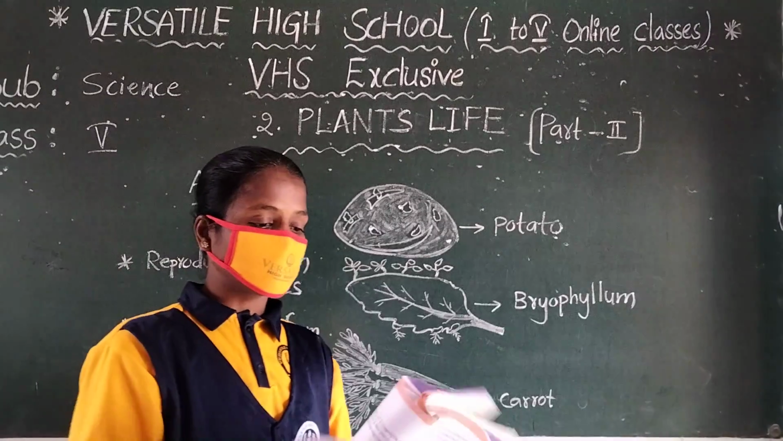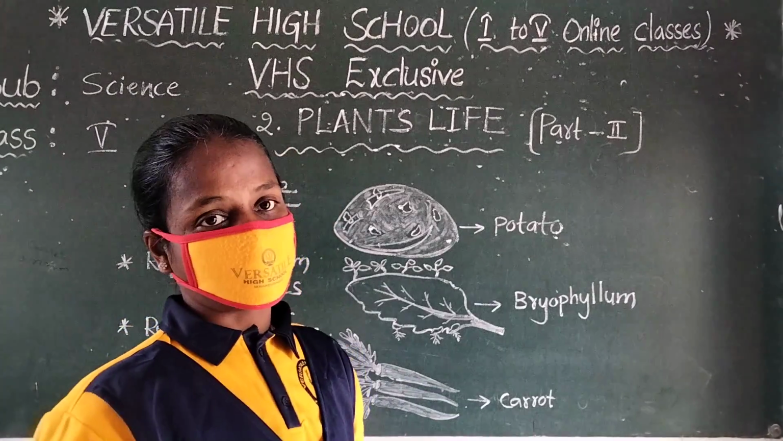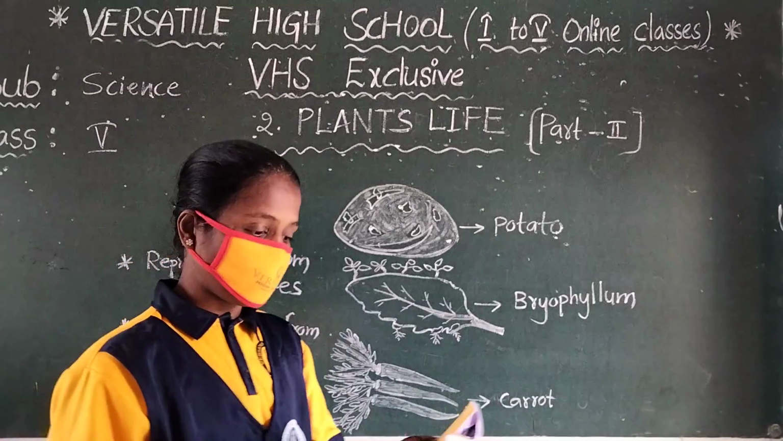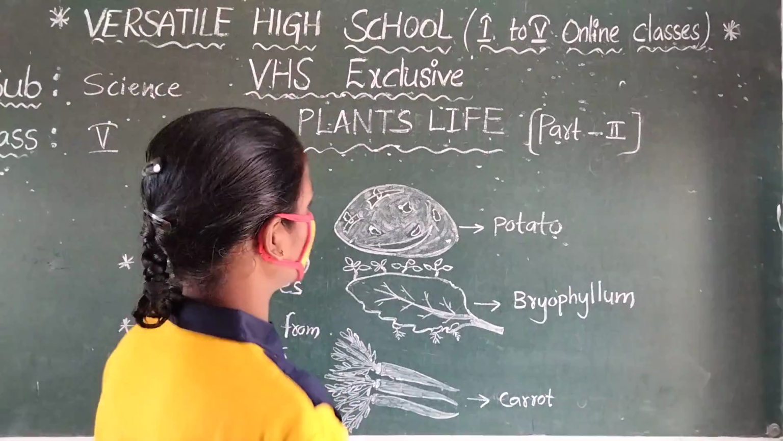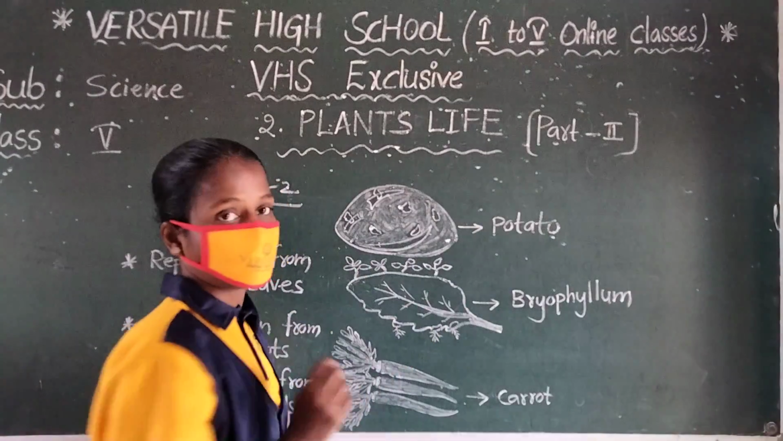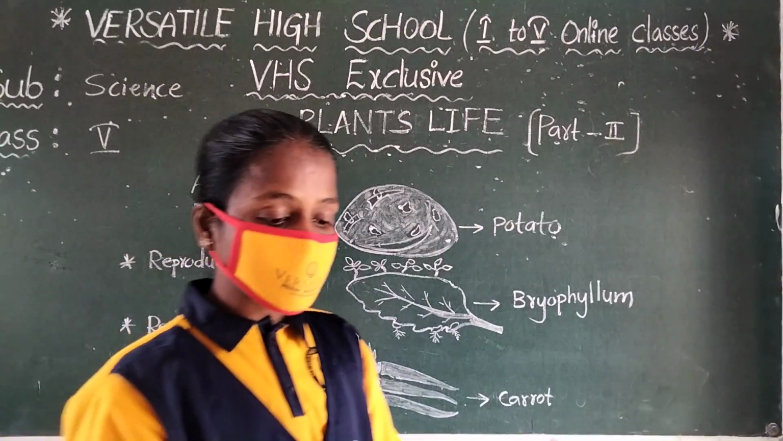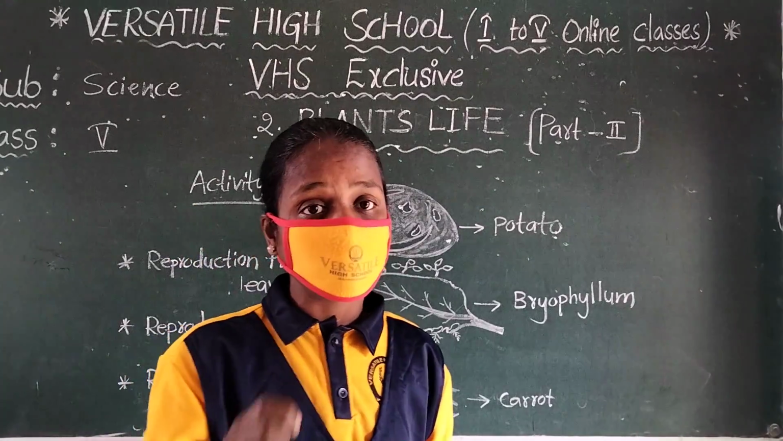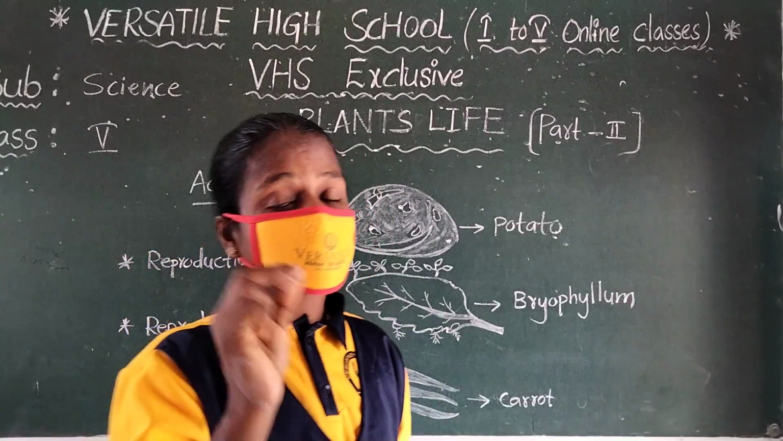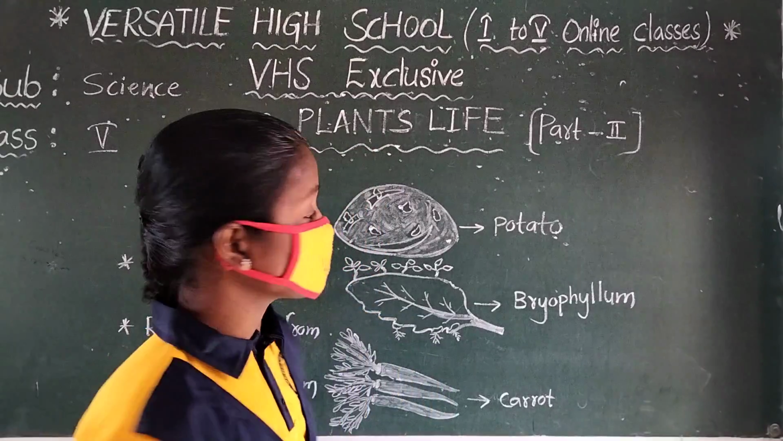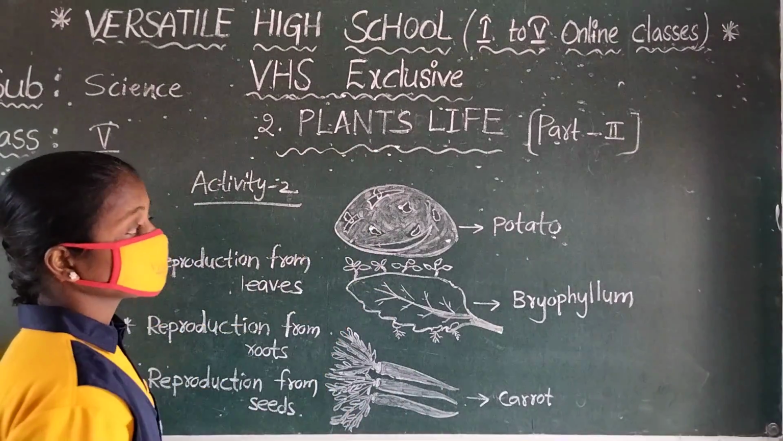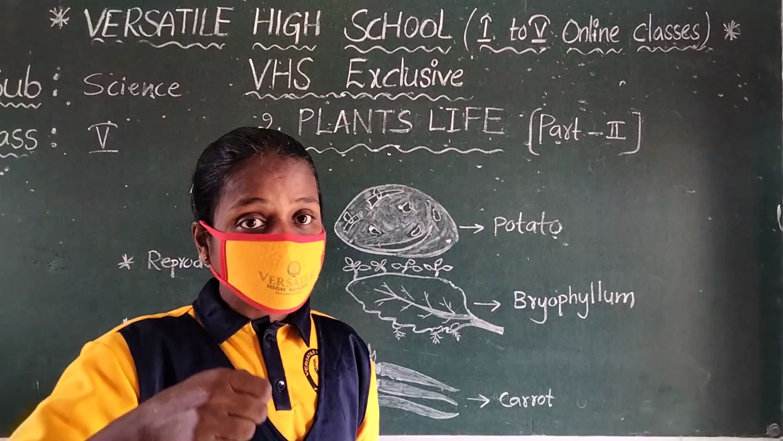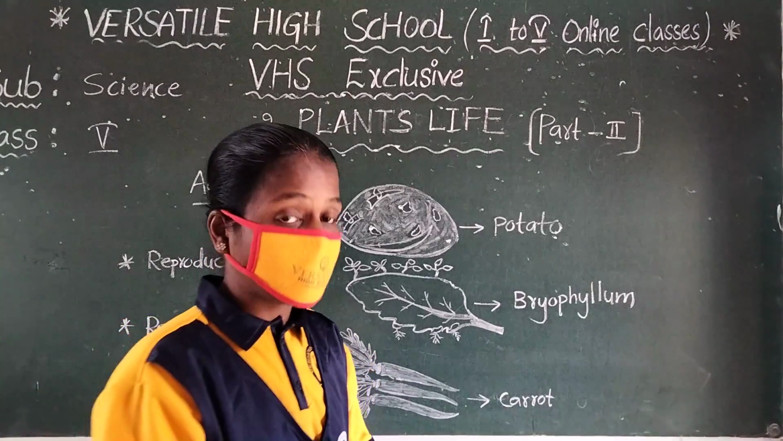Observe the instructions, children. I am giving the instruction for group 1. Take a fresh potato. This is the fresh potato for you. Observe the scale leaves with the help of a magnifying glass. You know the magnifying glass? It shows small letters very big. So take the fresh potato and observe the scales with a magnifying glass.